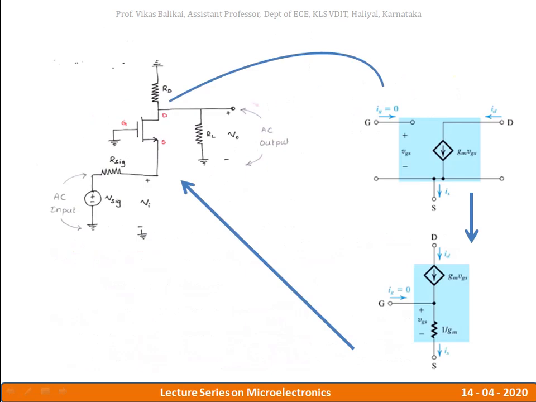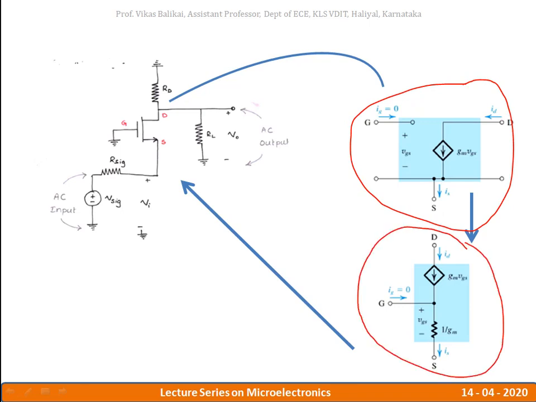Now once I start doing the analysis of common gate amplifier configuration, or basically any amplifier configuration, the first thing that we are supposed to do is to replace the MOSFET with its equivalent circuit. In order to replace the MOSFET with its small signal equivalent circuit, we can either choose this particular circuit, which is basically the small signal equivalent circuit, or one more variant of this small signal model, which is my T equivalent circuit.